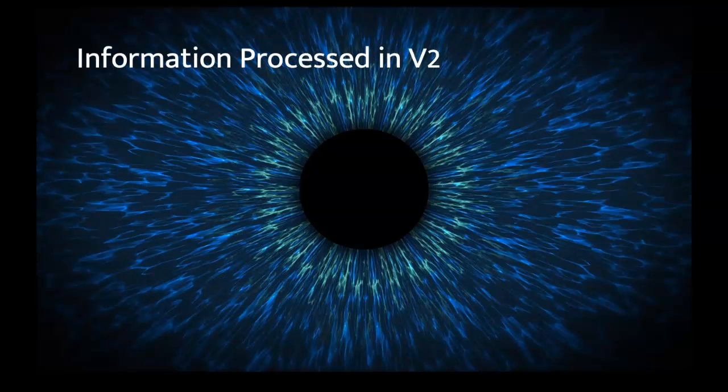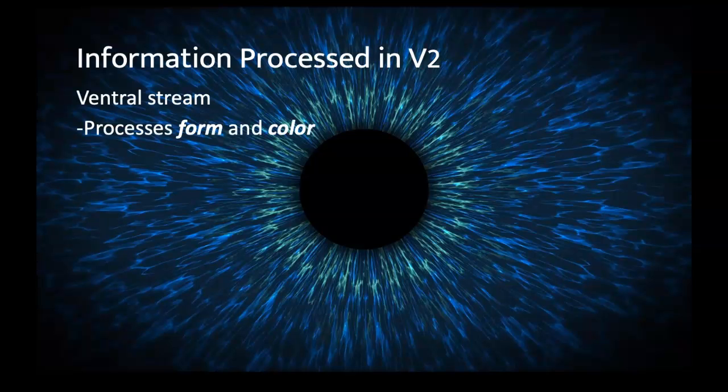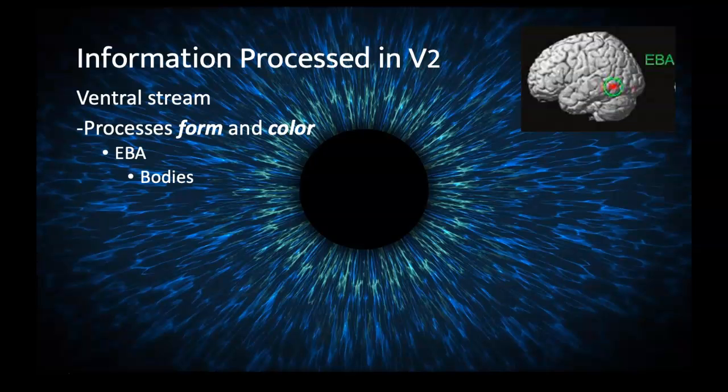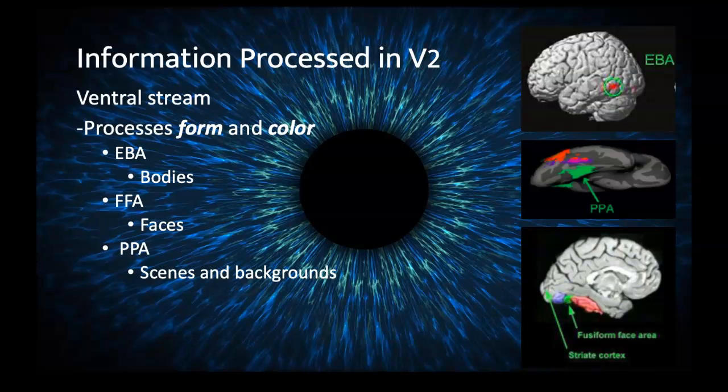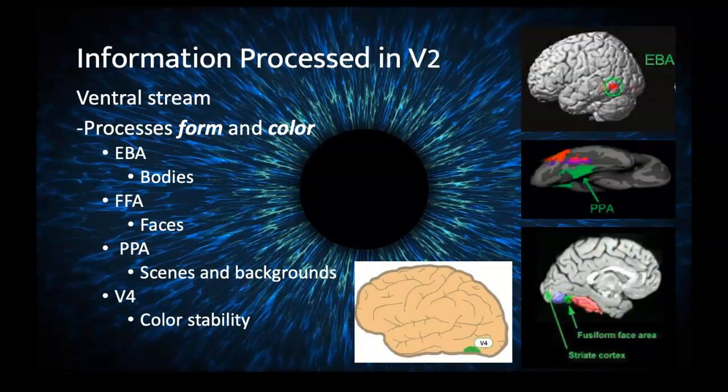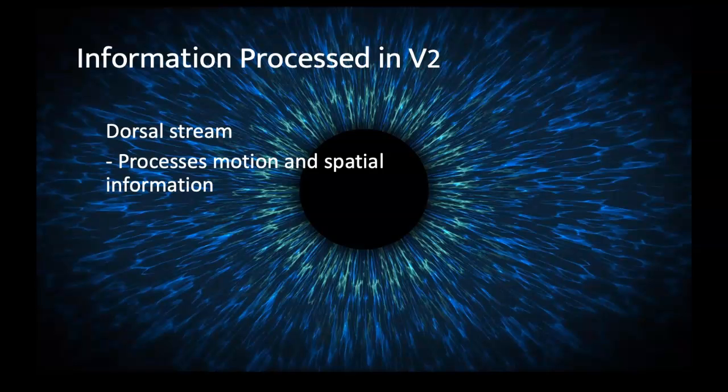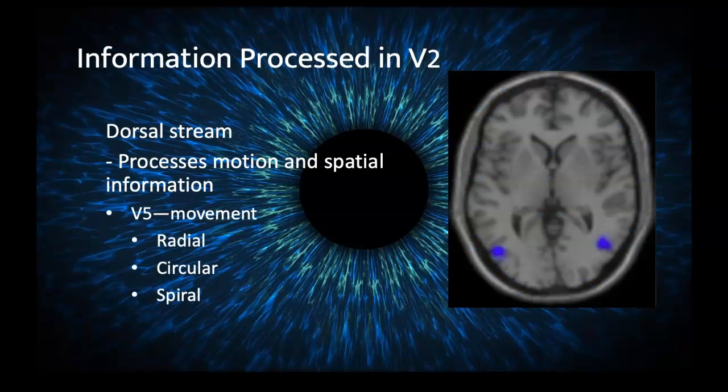Lastly, let's talk about what is processed in the extrastriate cortex. The ventral stream processes information about form and color. Different areas of the ventral stream are dedicated to different kinds of objects. The EBA is responsible for body parts, the FFA is responsible for faces, and the PPA is responsible for scenes and backgrounds. V4 is responsible for our ability to realize that colors are the same in different lighting. Now, the dorsal stream processes information about motion and spatial location. V5 is responsible for radial, circular, and spiral movement.